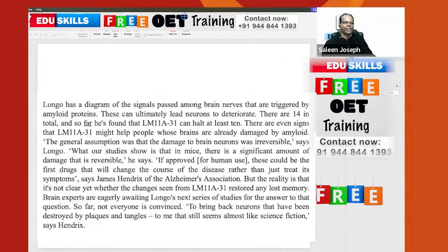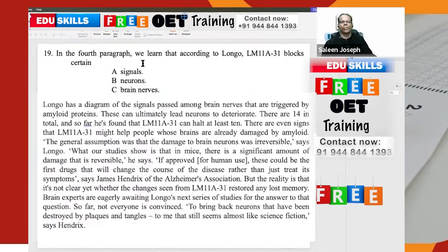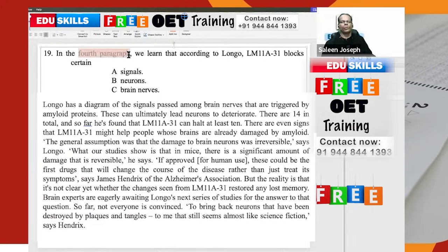Cool. Next one, question 19. In the fourth paragraph, we learn that according to Longo, LM11A31 blocks certain signals, neurons, brain nerves, amyloid proteins. Only concepts are there, so there are no hedging words required here. Again, in the fourth paragraph. For beginners, the fourth paragraph is important. Once you are competent, you don't require that. For beginners, focus on it. Then, according to Longo, blocks. This drug blocks what? You have to find out.